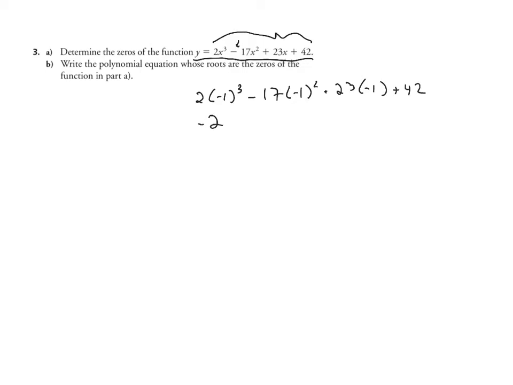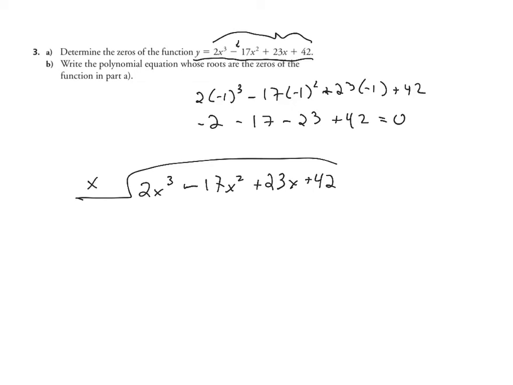Yep, so negative 2, negative 17, so minus 17, there's a plus, so minus 23 plus 42. Of course that equals 0. All right, so that's good. We know that negative 1 is one of the zeros. Let's see what the other two zeros are. Minus 17x squared plus 23x plus 42.